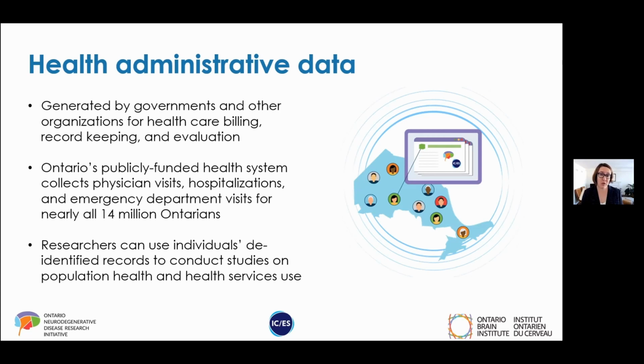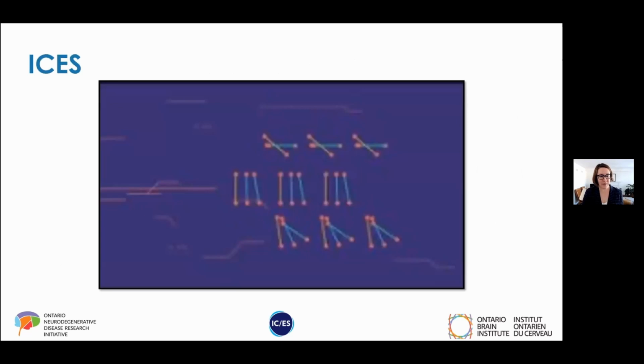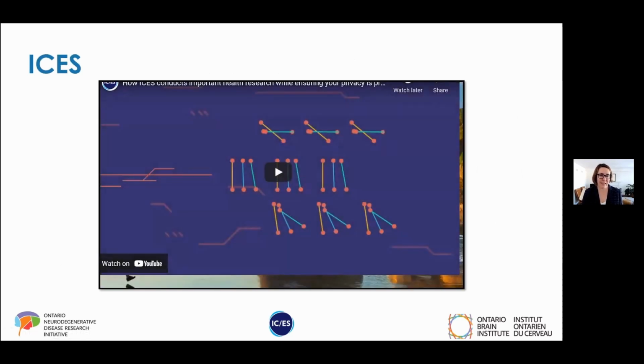What we do as researchers is use these data and link them across people in a de-identified, privacy-protected setting. That lets us conduct studies on populations and how populations use health services. Next slide. And we do this at an organization called ICES. This is a little video that's just going to describe health administrative data for you.